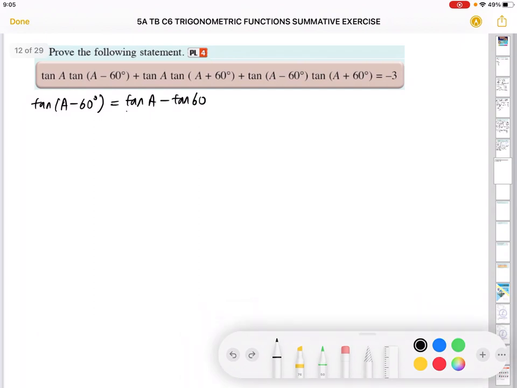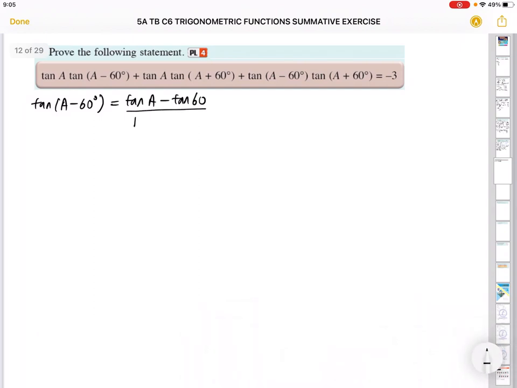Okay, I'm gonna let tangent A be T, right? I like to use T. Normally we use tangent A; in higher level maths we use T. We don't write the tangent too many times. So this is T, and tangent 60 will be root 3. I hope you know we can get this from the special angle. So this is T times root 3, which is root 3 T.